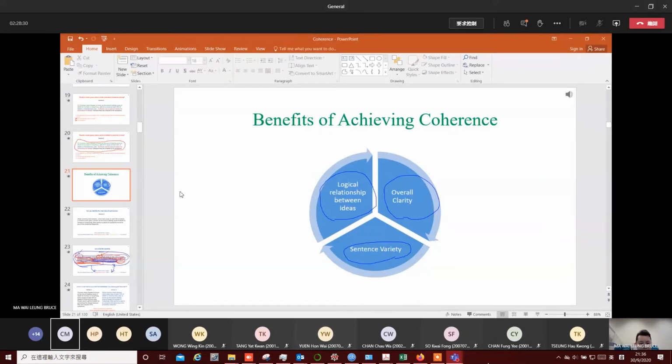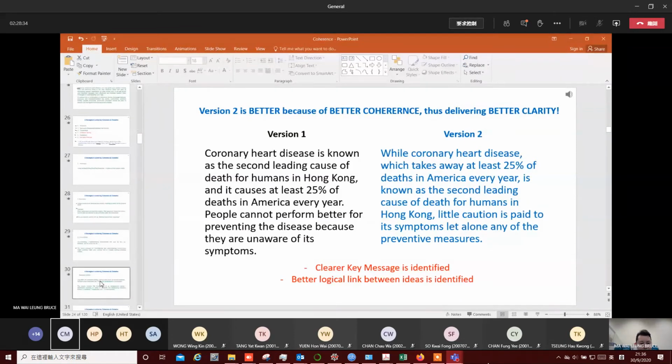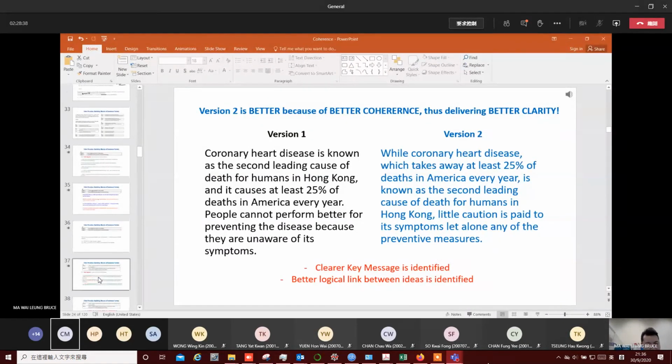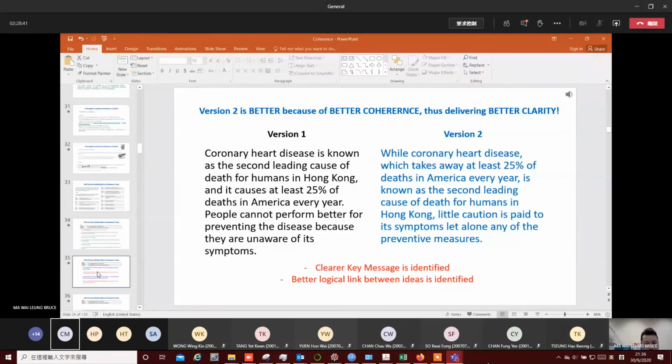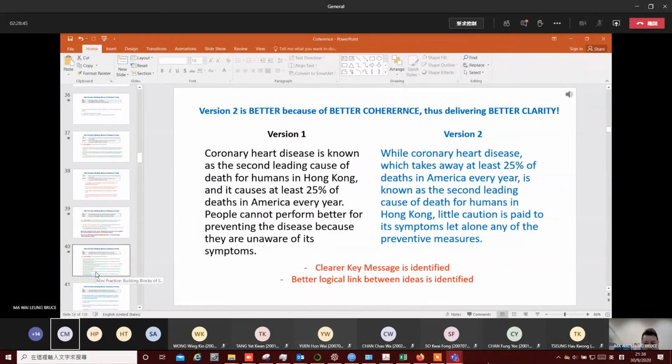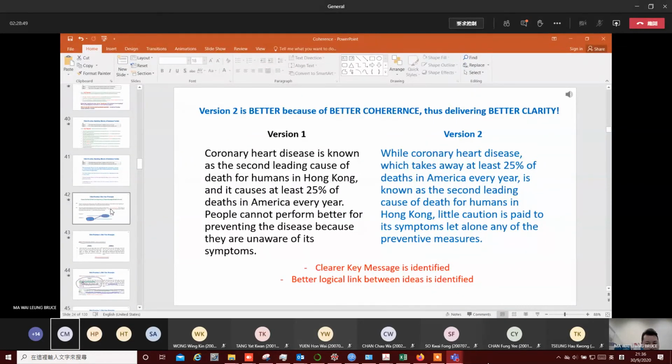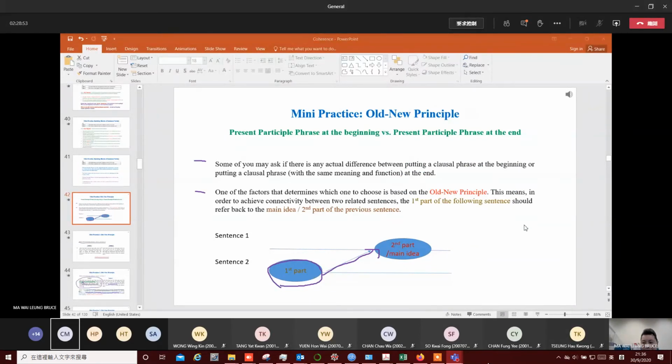So let me jump to another point here. Because of the time constraints, I have to speed up. I want to teach you another principle for when you write sentences. First of all, we call this the O'Neill principle. Can you see the diagram down below? If you want to make your ideas more connected, try to do this, but this is not always true. The first part of your second sentence, the subject place, has to refer to the main idea or the second part of sentence one. So we call this the O'Neill principle.